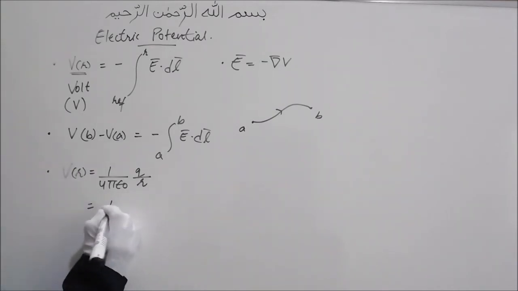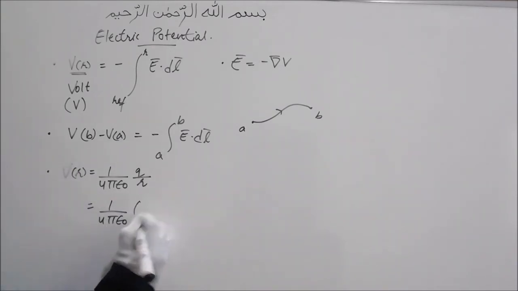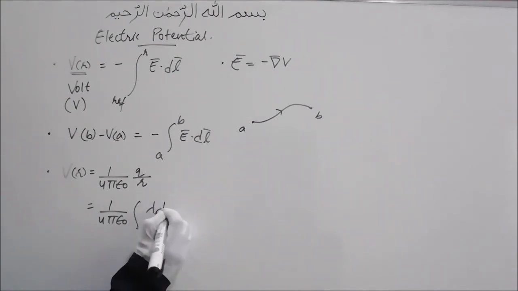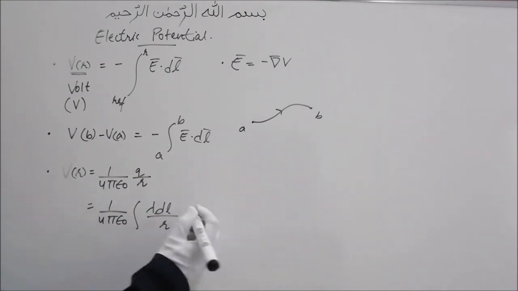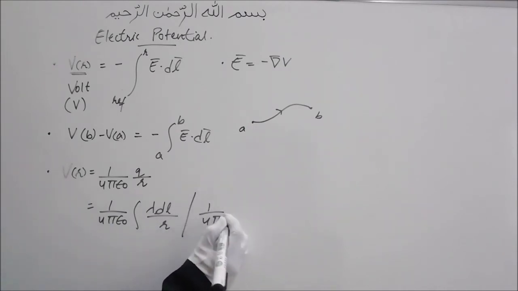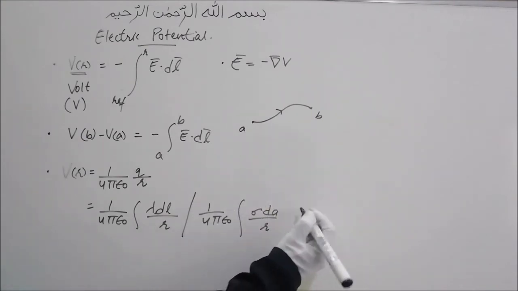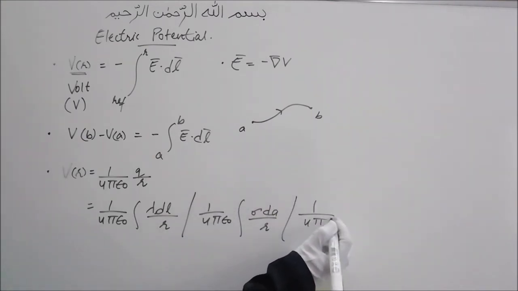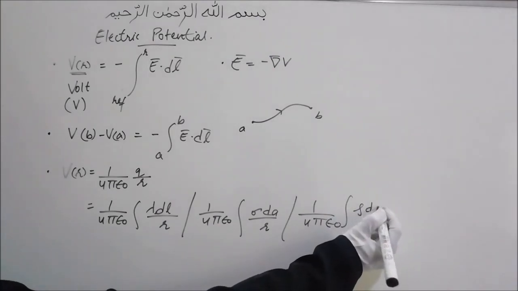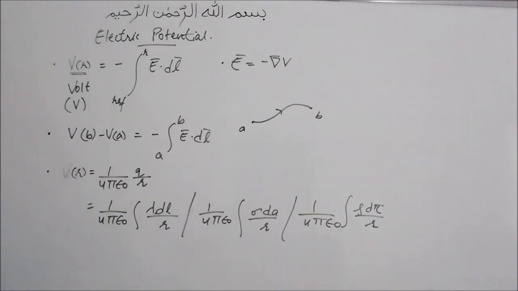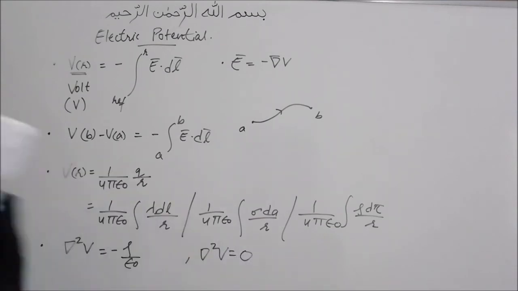But due to continuous charges, we will have 1 by 4 pi epsilon naught integration lambda dl upon R if you have line charge, or 1 by 4 pi epsilon naught integration sigma dA upon R for surface charge, or 1 by 4 pi epsilon naught integration rho d tau upon R for volume charges. The Poisson's equation is given by del squared V is equal to minus rho upon epsilon naught, and the Laplace equation is del squared V is equal to 0.